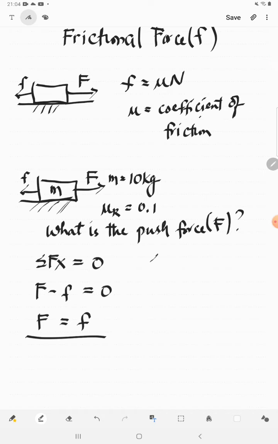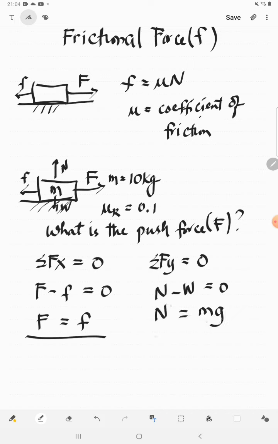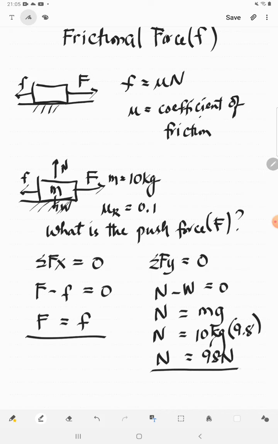Okay, so using summation of forces along y equals 0, we say that our normal force minus the weight is simply equal to 0, and our normal force is simply equal to mg. Therefore, our normal force is simply equal to the mass 10 kilograms times 9.8. So our normal force is simply equal to 98 newtons.